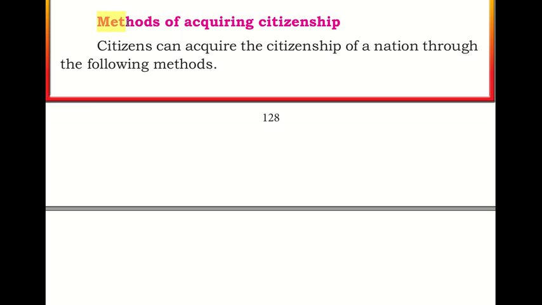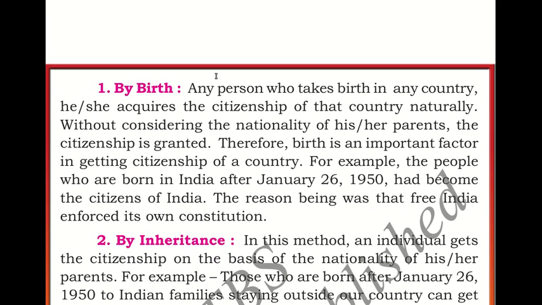Now, let us focus on the methods of acquiring citizenship. Citizens can acquire the citizenship of a nation through the following methods. So the first method is by birth. Anyone who's born in a nation automatically becomes the citizen of that nation in most of the countries. Any person who takes birth in any country, he or she acquires the citizenship of that country naturally. Without considering the nationality of his or her parents, the citizenship is granted.